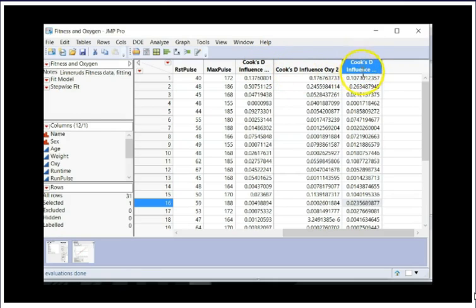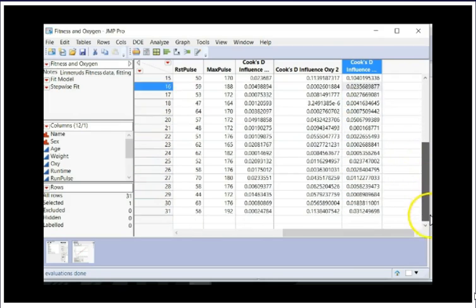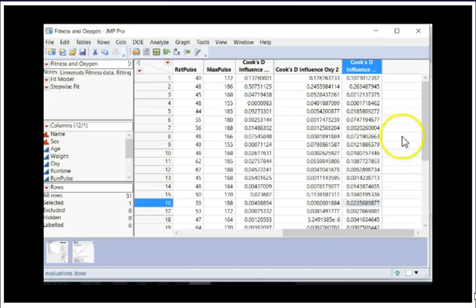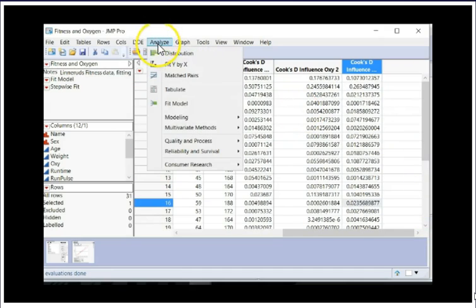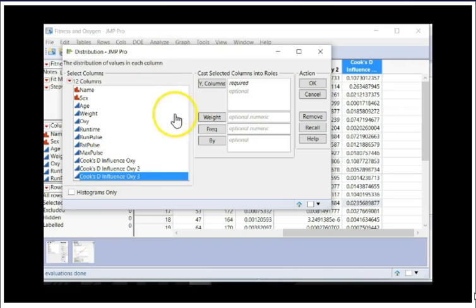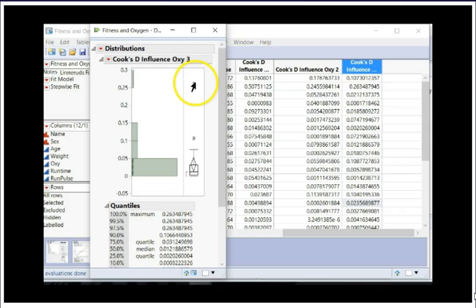But for the current model, it looks like most of these are below about 0.2. When you have a lot of observations, it's hard to eyeball all of these numbers. So what I typically do is I analyze the distribution of that Cook's D, and it's going to automatically show me if I have any outliers. So I can see that I do have 1, 2, 3, maybe 4 what seem to be extreme values in terms of their distribution.